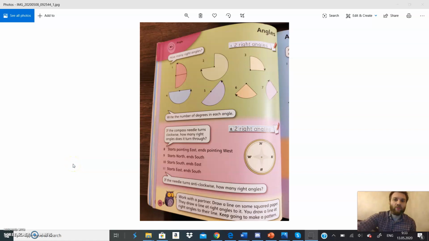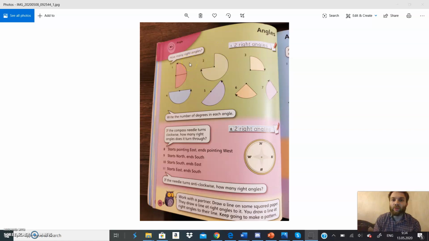Good morning, everyone. This is your task for today, and as you can see from the top of the page, the task is all about angles. This kind of follows on from the work we've done on direction, and you can see there's a compass point at the bottom for some of those questions. But for the first set of questions, you don't need to worry about that.